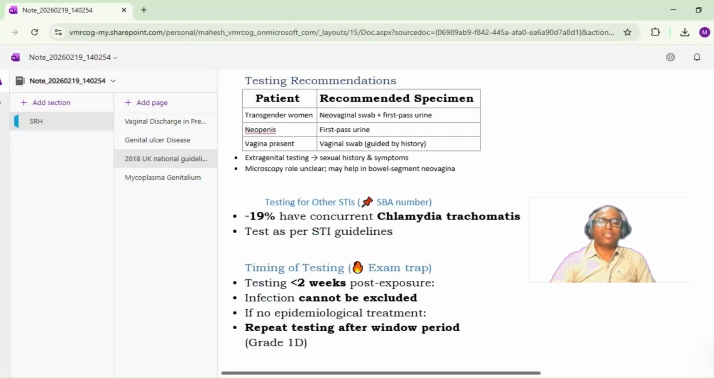Then timing of the testing. Testing should be done within 2 weeks of the post-exposure. If infection cannot be excluded, or if no epidemiological treatment, then repeat testing after the window period. So if the patient is presenting within 2 weeks, then you test the patient. Otherwise, you will give the epidemiological treatment.